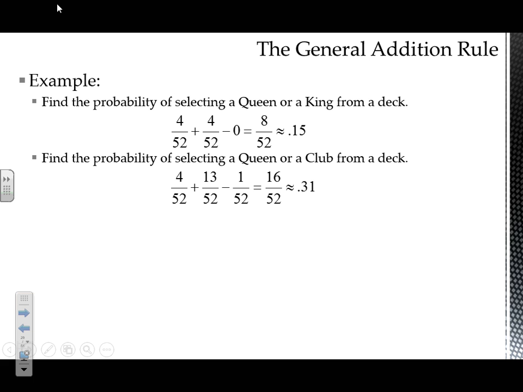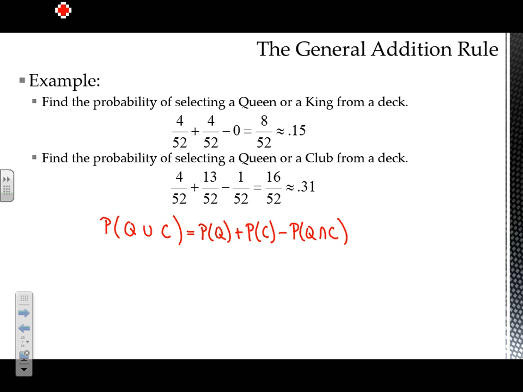Okay, now let's take a look at the second one. Find the probability of selecting a queen or a club from a standard deck. In notation, the probability of drawing a queen or a club would be equal to the probability of drawing a queen plus the probability of drawing a club minus the probability of drawing a queen that's also a club.